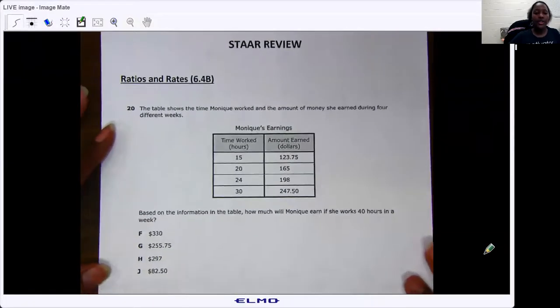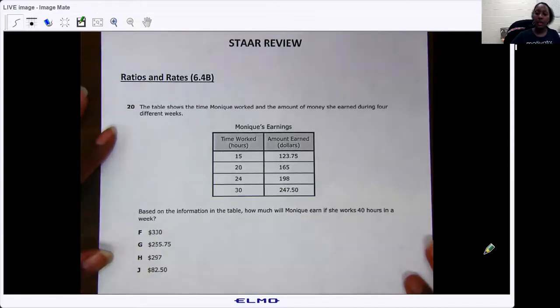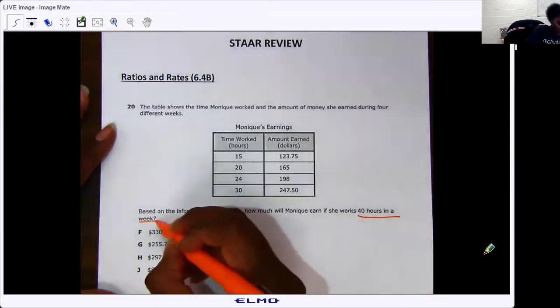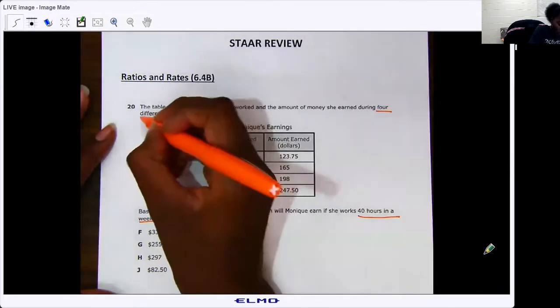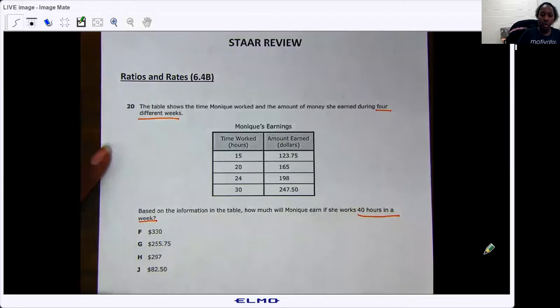The first question says, the table shows the time Monique worked and the amount of money she earned during 4 different weeks. Based on the information in the table, how much will Monique earn if she worked 40 hours in a week? So here are some key things we need to see: 40 hours in a week, and she worked 4 weeks. That information is important. So we want to know how much she earns if she works for 40 hours.